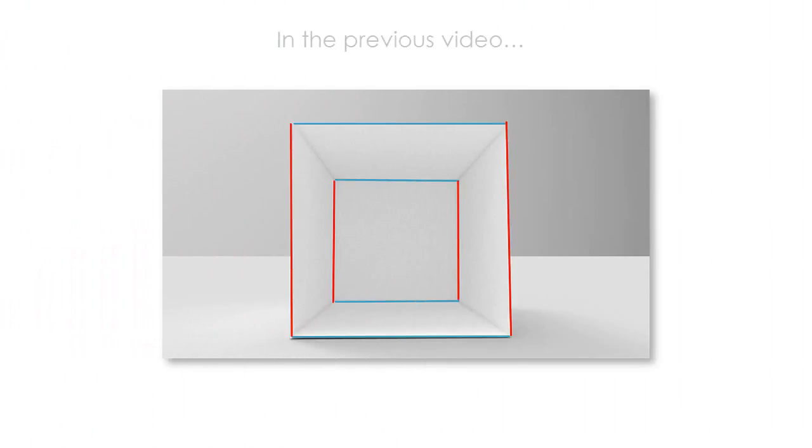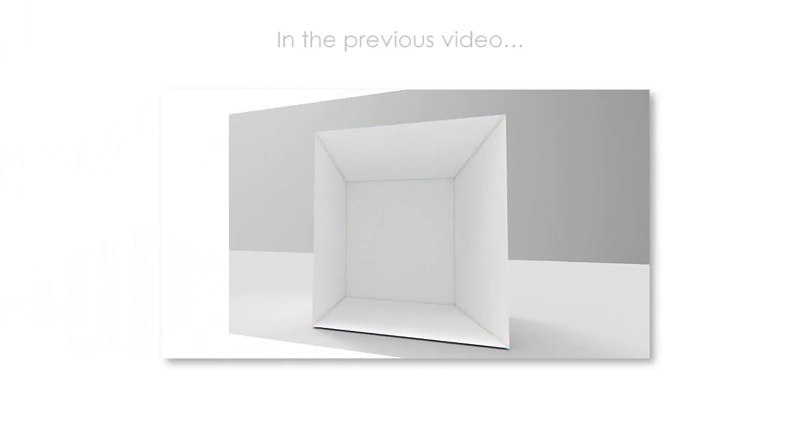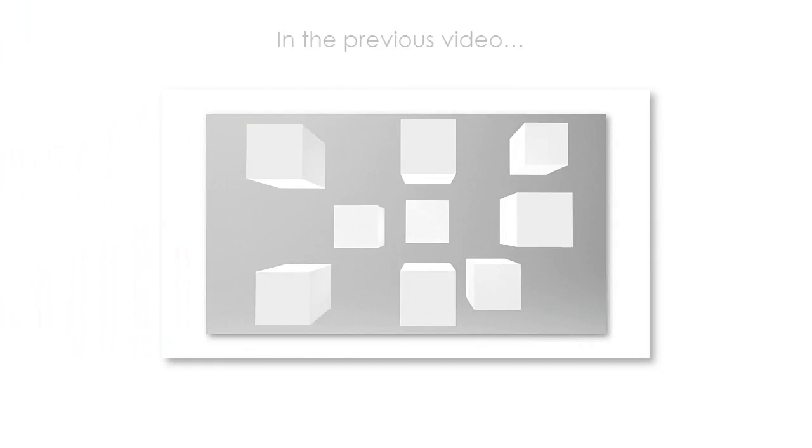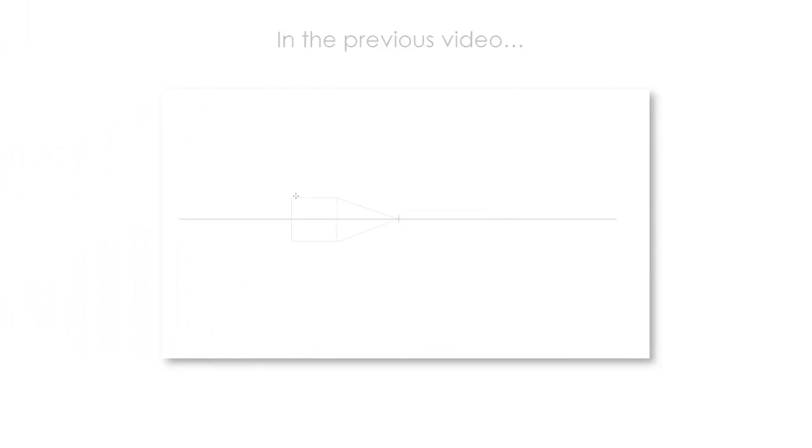In the previous video, we saw how and when one-point perspective appears. This happens when the objects we want to draw are facing us, and their vanishing point is behind them over the eye level. We also learned how to draw one-point perspective by drawing simple boxes with one single vanishing point.